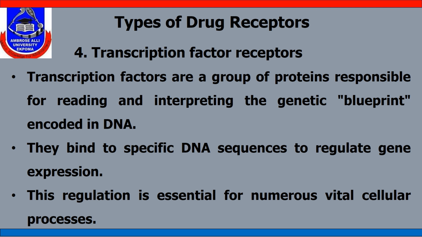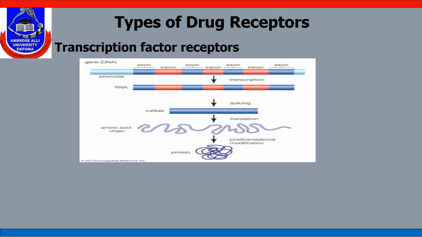The fourth is transcription factor receptors. They are a group of proteins responsible for reading and interpreting genetic materials or blueprints encoded in DNA. They bind to specific DNA sequences to regulate gene expression, which is essential for numerous vital cellular processes. Now, this is a pictorial of transcription factor receptor.